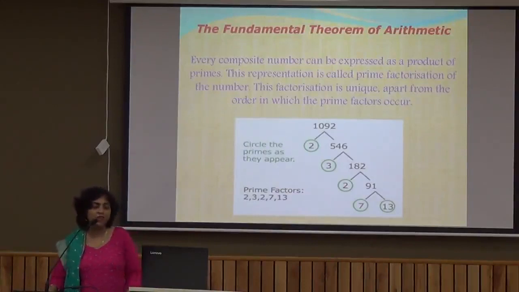When we factorize it, we get 2, 3, 2, 7 and 13. So we can write these factors in any order. We can write both the 2's first, 13 second, 3 at the fourth and then 7, or we can write 7 at the first step and then 13. So any order, but the prime factors would remain the same.